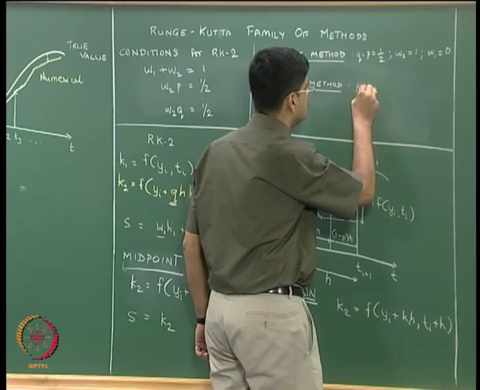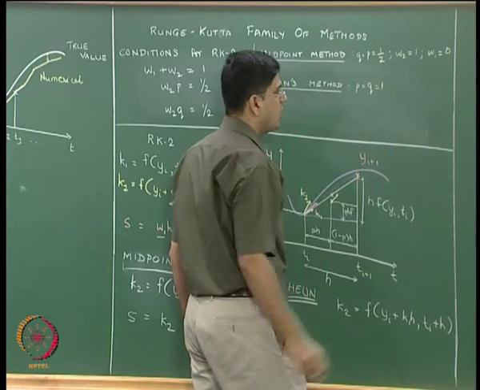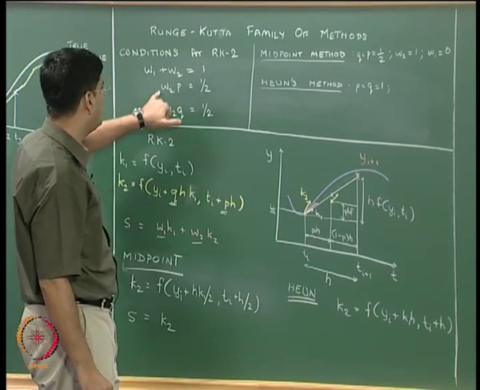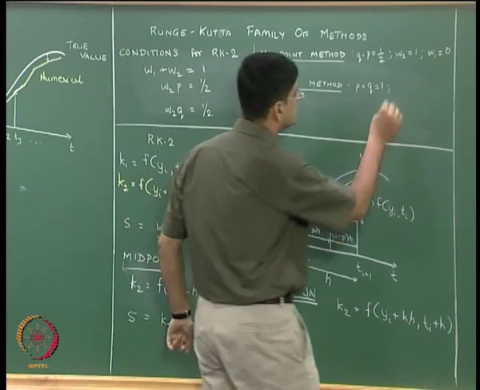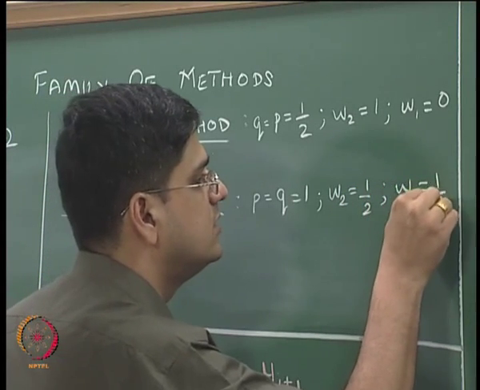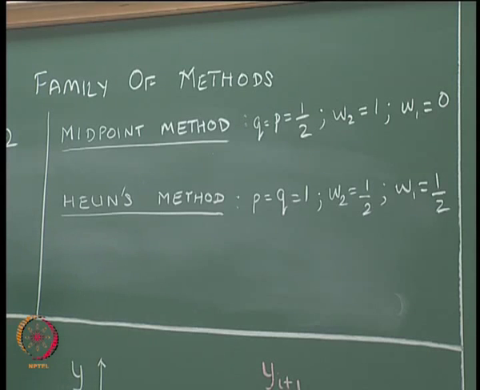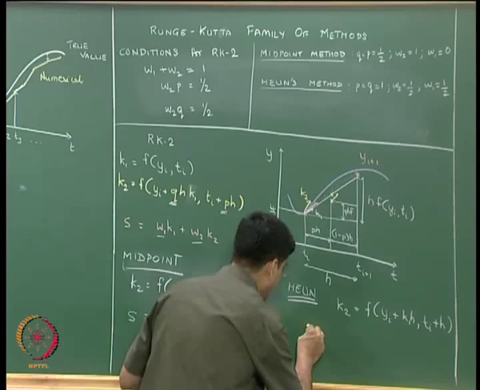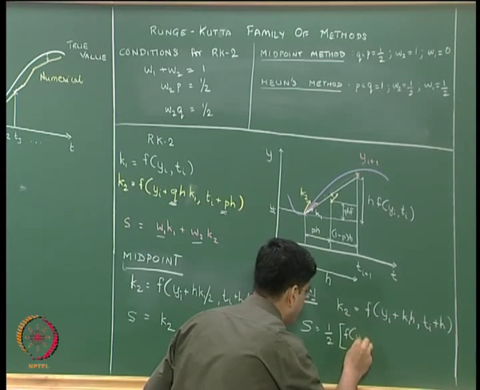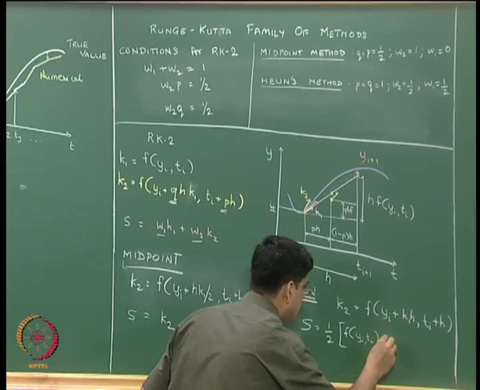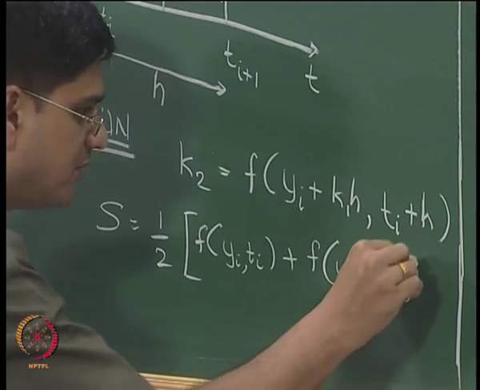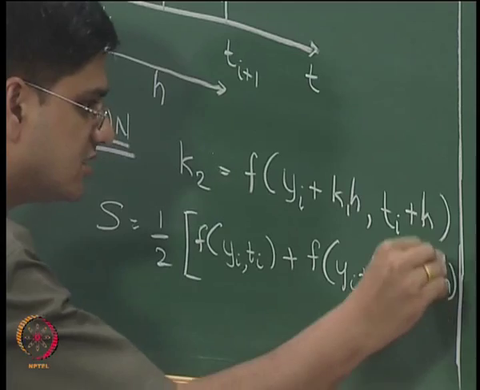So, p is going to be equal to q is going to be equal to 1. If p is 1, our W2 is going to be equal to half, and if W2 is half, our W1 is going to be equal to half as well. So, W2 is half and W1 is also half. So, Heun's method that we are going to get is going to be S is going to be half of f of yi comma ti plus f of yi plus hk1 comma ti plus h.